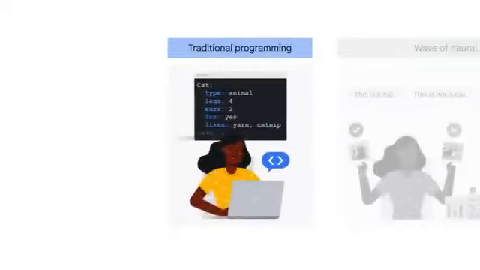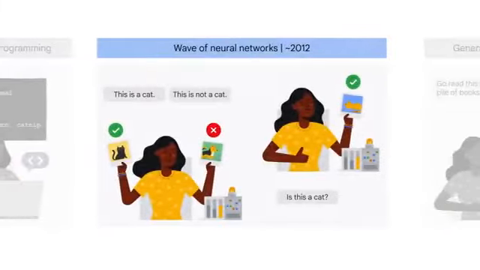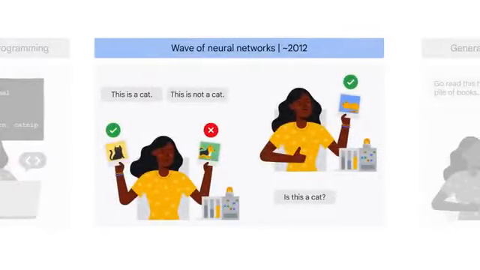We've come a long way from traditional programming to neural networks to generative models. In traditional programming, we used to have to hard code the rules for distinguishing a cat. The type, animal, legs, 4. Ears? 2. Fur? Yes. Likes yarn and catnip. In the wave of neural networks, we could give the network pictures of cats and dogs and ask, is this a cat? And it would predict a cat.